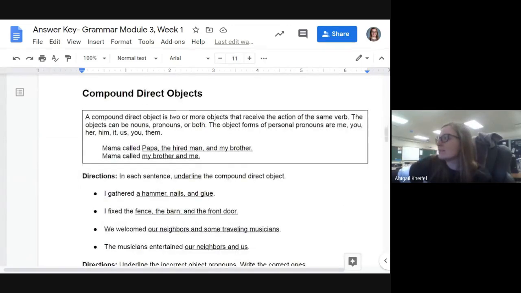Compound direct objects. Now, this one is the same thing, direct objects like we just talked about.